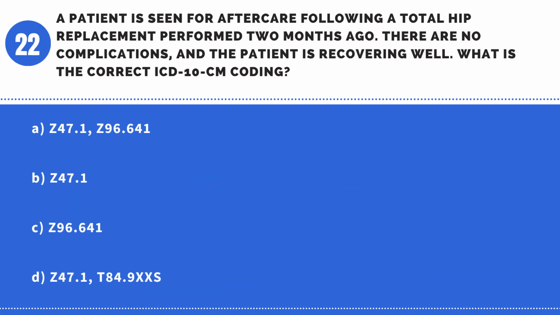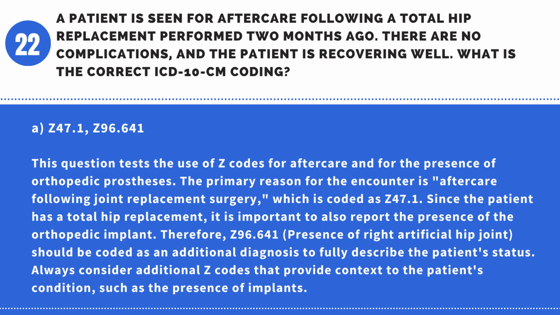Question 22. A patient is seen for aftercare following a total hip replacement performed 2 months ago. There are no complications, and the patient is recovering well. What is the correct ICD-10-CM coding? A. Z47.1, Z96.641. B. Z47.1. C. Z96.641. D. Z47.1, T84.9XXS. Answer A. Z47.1, Z96.641.